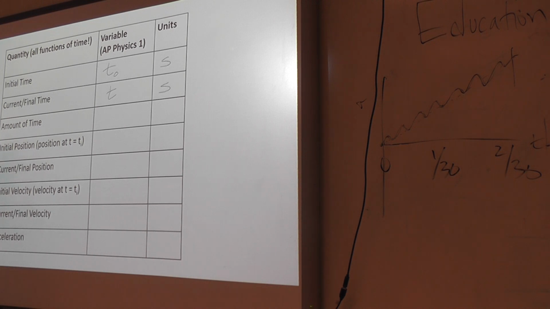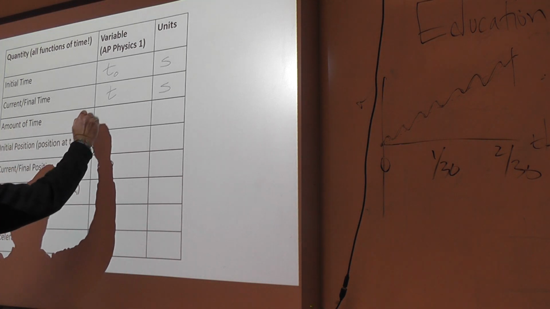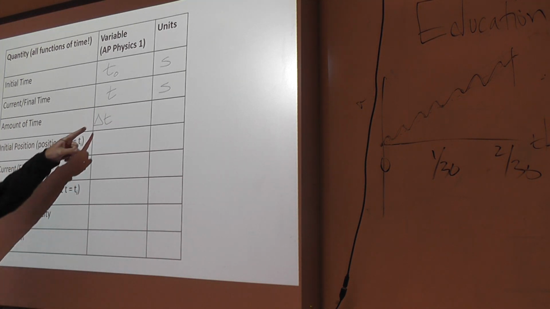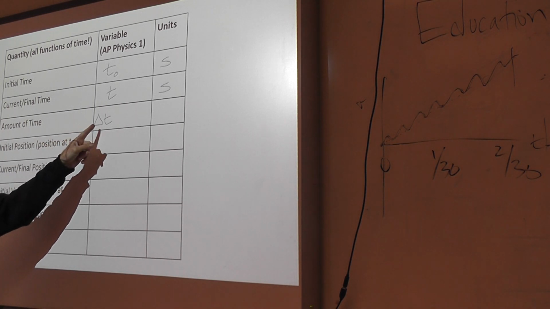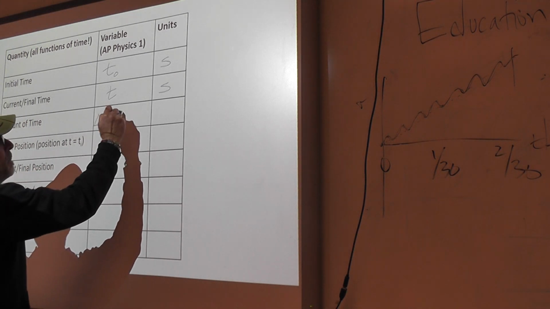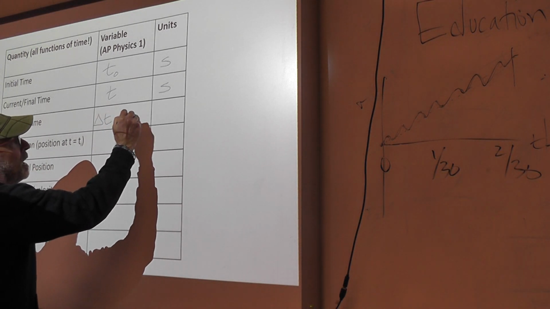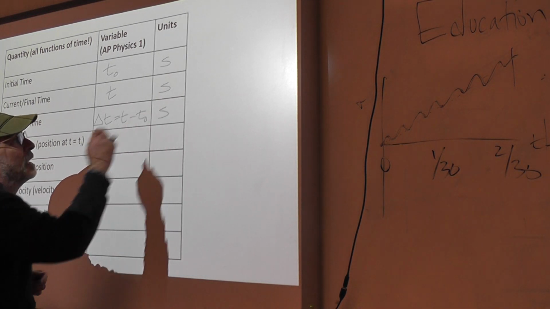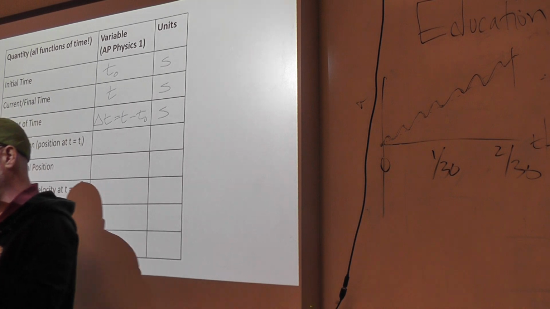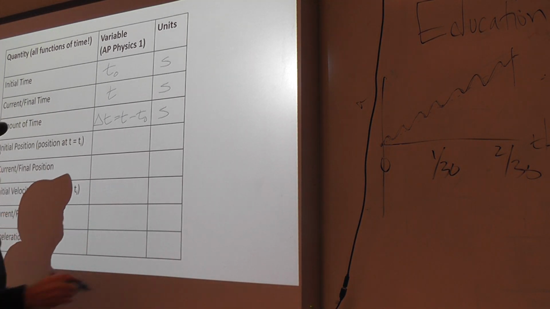A lot of times, what we're really concerned about is not when did something happen, but what happened over a period of time. That is the amount of time that goes by. We use delta t. Delta is the universal science and math symbol for change. So delta t means change in time. Mathematically, that's going to be final minus initial time. That's going to be measured in seconds as well.